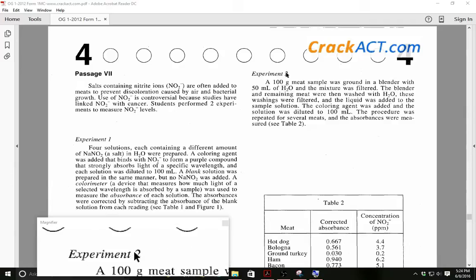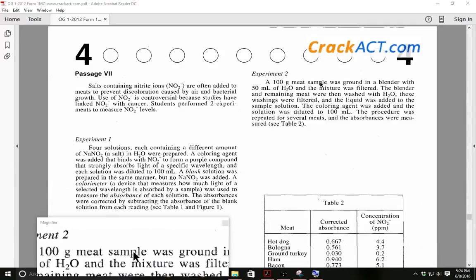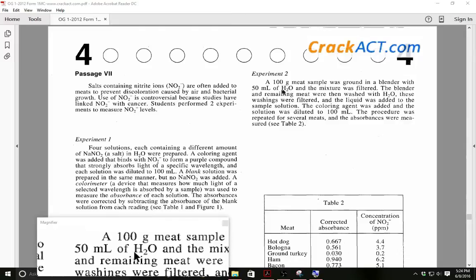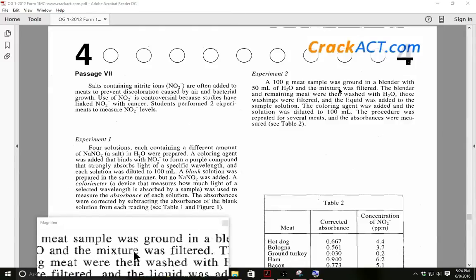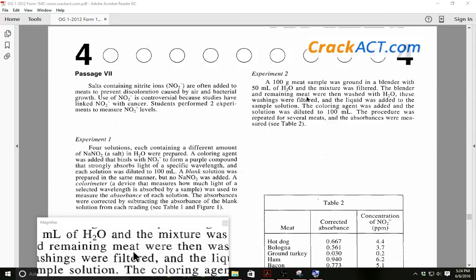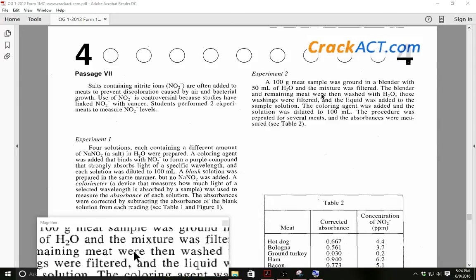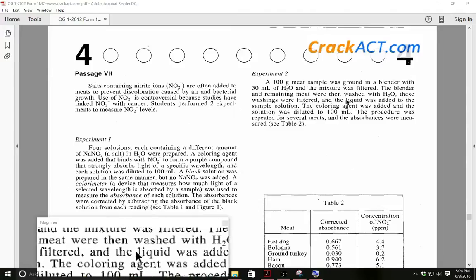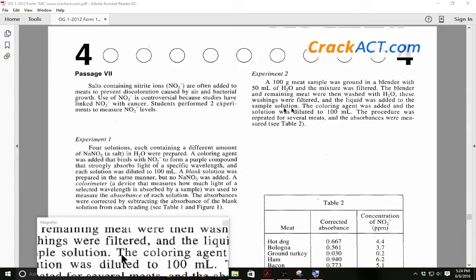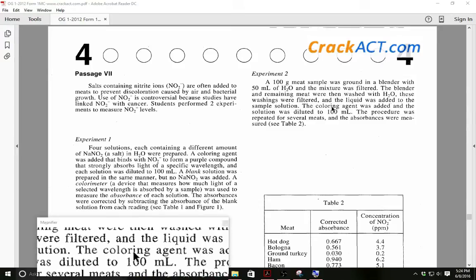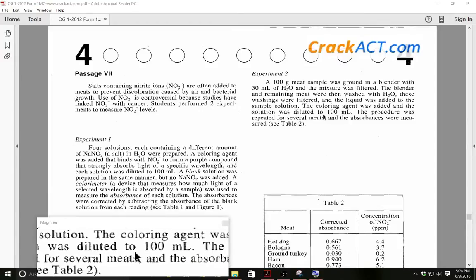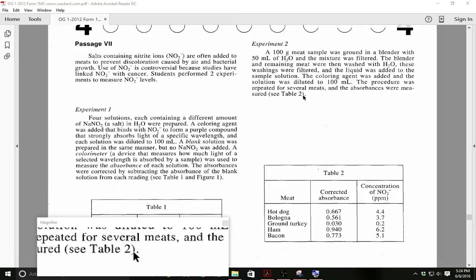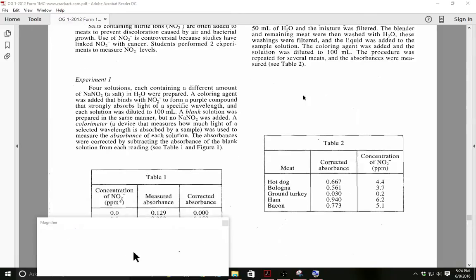And experiment 2. A 100-gram meat sample was ground in a blender with 50 milliliters of water, and the mixture was filtered. The blender and remaining meat were then washed with water. These washings were filtered, and the liquid was added to the sample solution. The coloring agent was added, and the solution was diluted to 100 milliliters. The procedure was repeated for several meats, and the absorbances were measured.